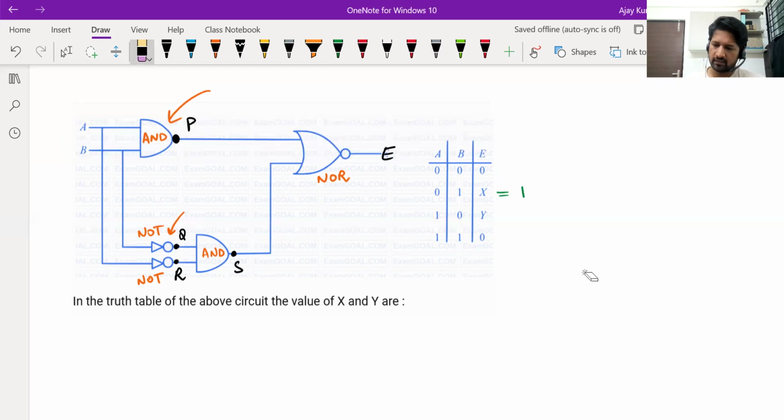Next, Y is the output when A is 1 and B is 0. If A is 1, B is 0, P will again be 0. And Q, which is the opposite of B, will be 1. R, which is the opposite of A, will be 0. 1, 0, and the value is 0. Again, 0, 0 as inputs to the NOR gate, the output will be 1. So Y is also equal to 1.